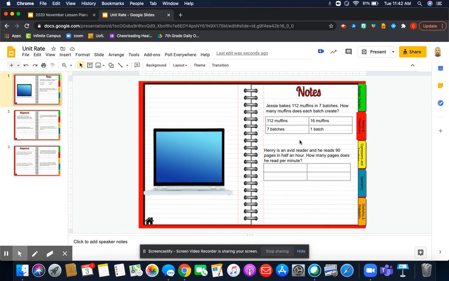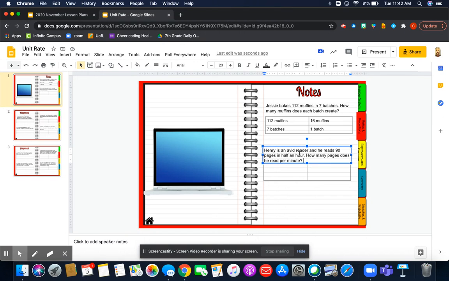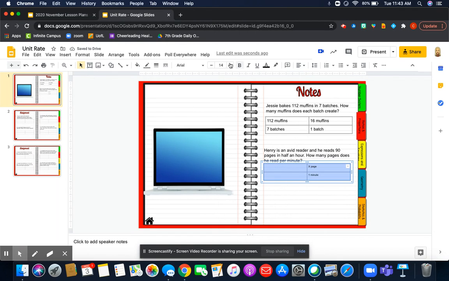All right, so we're going to do the same thing on the second problem. Again, we have this problem, and I always look for my question first. So how many pages does he read per minute? So I want to know blank pages in 1 minute. There we go.